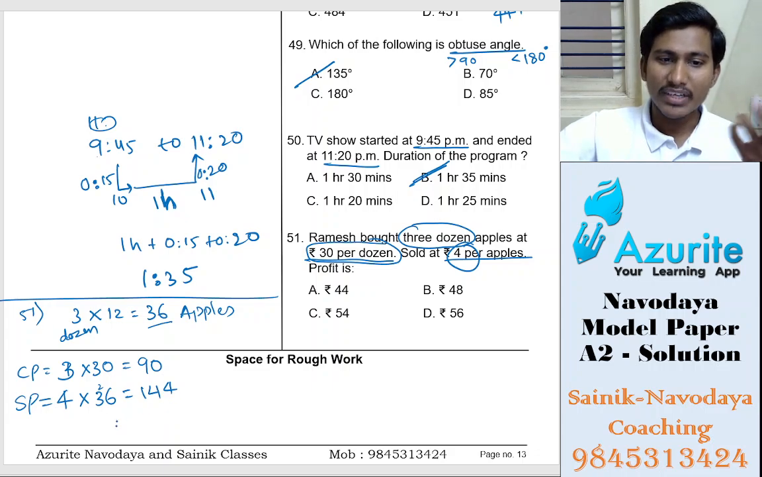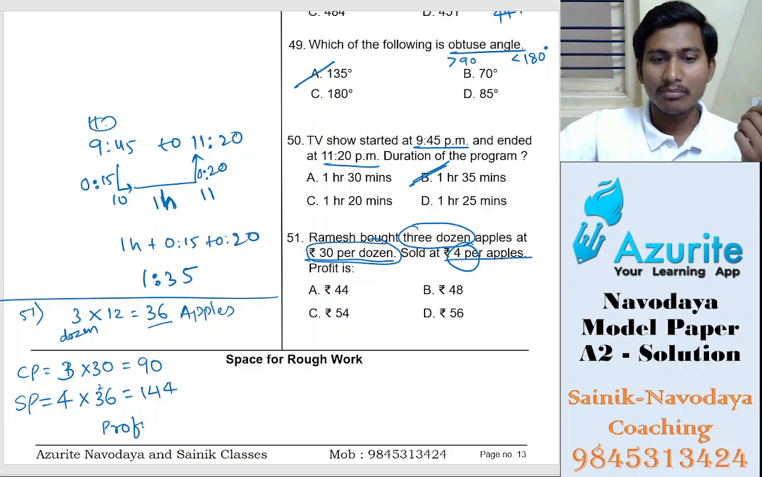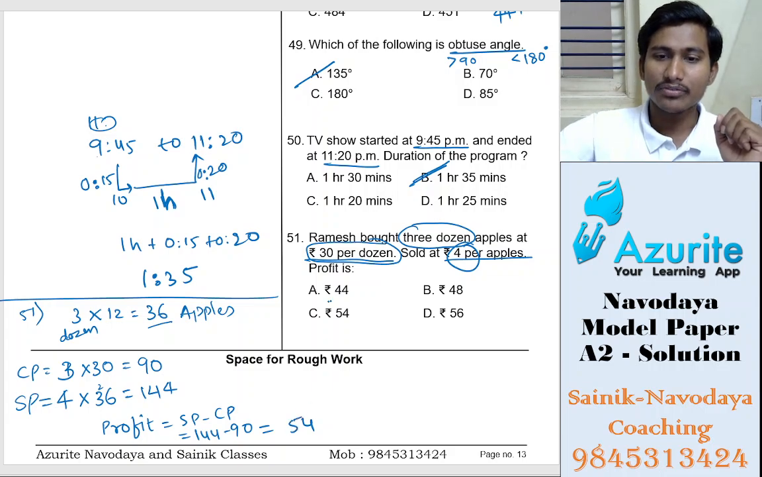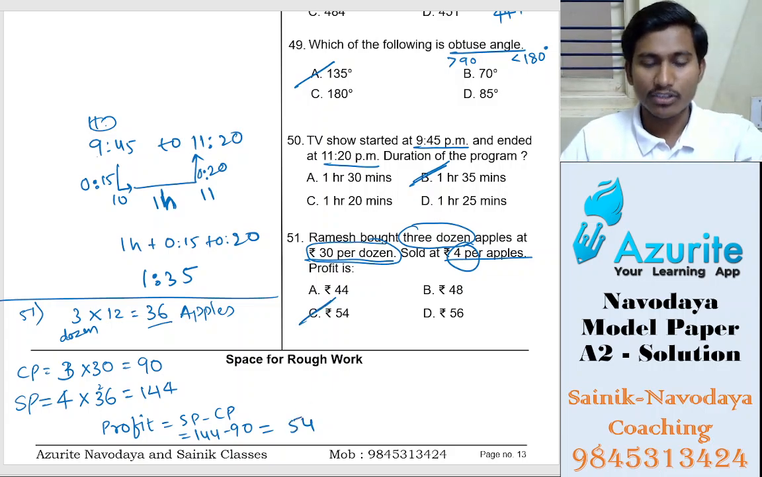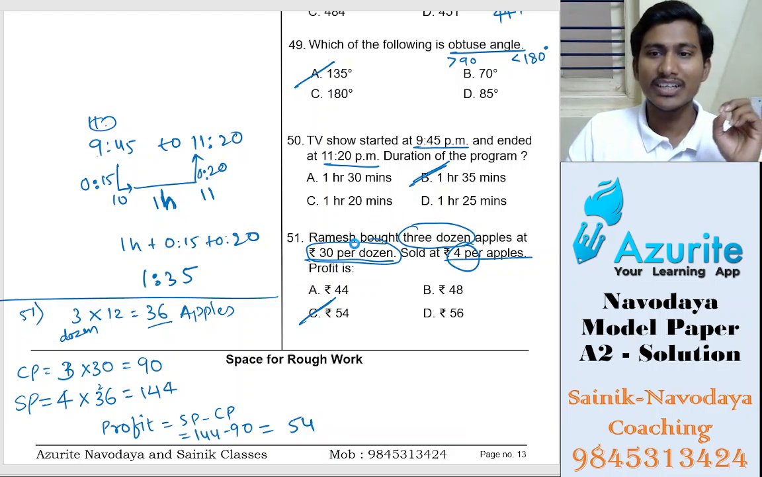So what will be the profit? Profit we find by subtracting: selling price minus cost price. So 144 minus 90, you will get the answer. That is 4 here, and 14 minus 9 is 5. So 54 rupees is the profit here. They have given 3 dozen apples, so the total apples is 36.